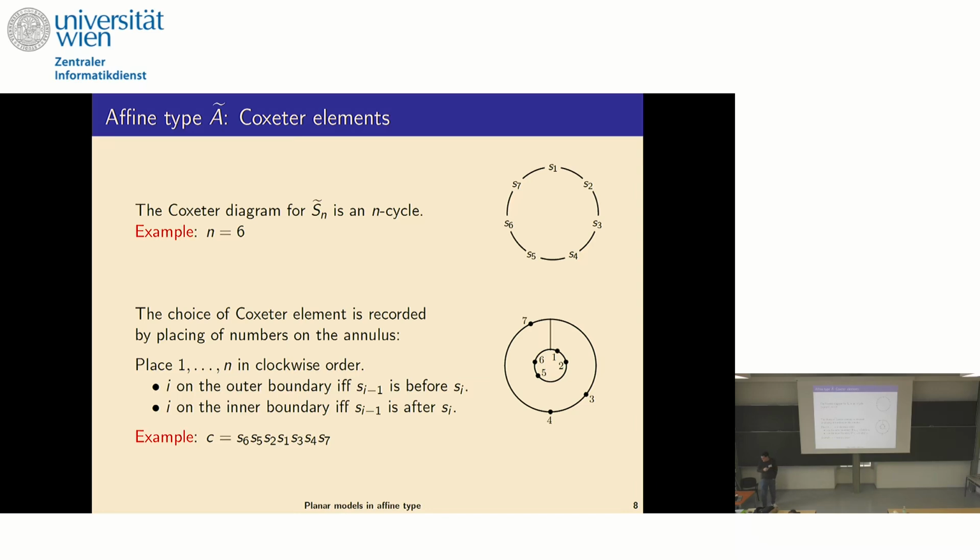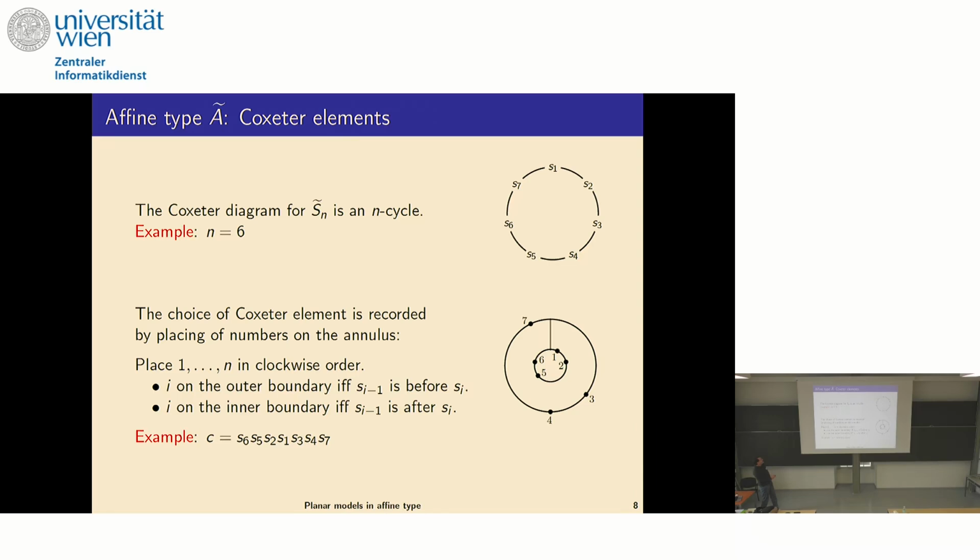Okay, just a quick example. If we have S_n tilde, the Coxeter diagram is an n-cycle. This is an example with n equals, no, this is n equals 7. I don't know why I said 6. Yeah, so, typo number 3. Again, it would have been less embarrassing not to notice that.